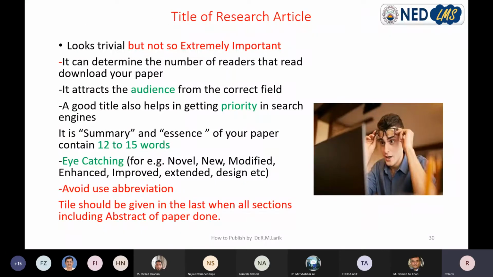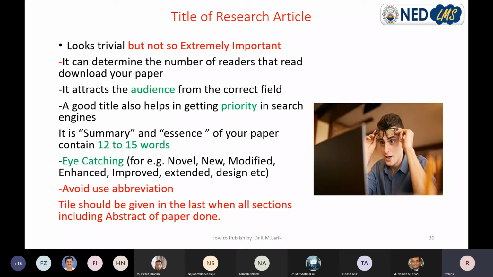Okay, let's start the structure of the article. I have told you earlier, the title is the most important thing, because the title must be very catchy to the readers, to the editorial team, right? When the title attracts the audience, remember that the title should be the essence of your paper, actually 12 to 15 words, not more than that.